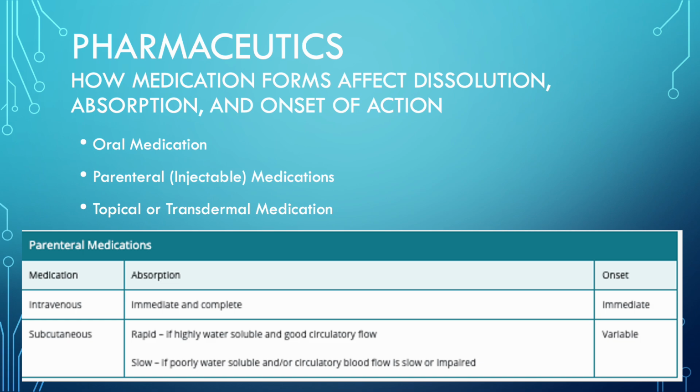Finally, you can have topical or transdermal medications. Those are medications that you apply directly to a client's skin, their eyes, their ears, their nose, their rectum, their vagina, or lungs. Topical medications usually deliver a constant amount of the medication over an extended period of time. They take a lot longer to start working, the onset of action, and they usually have a longer duration of action than oral or parenterally administered medications.